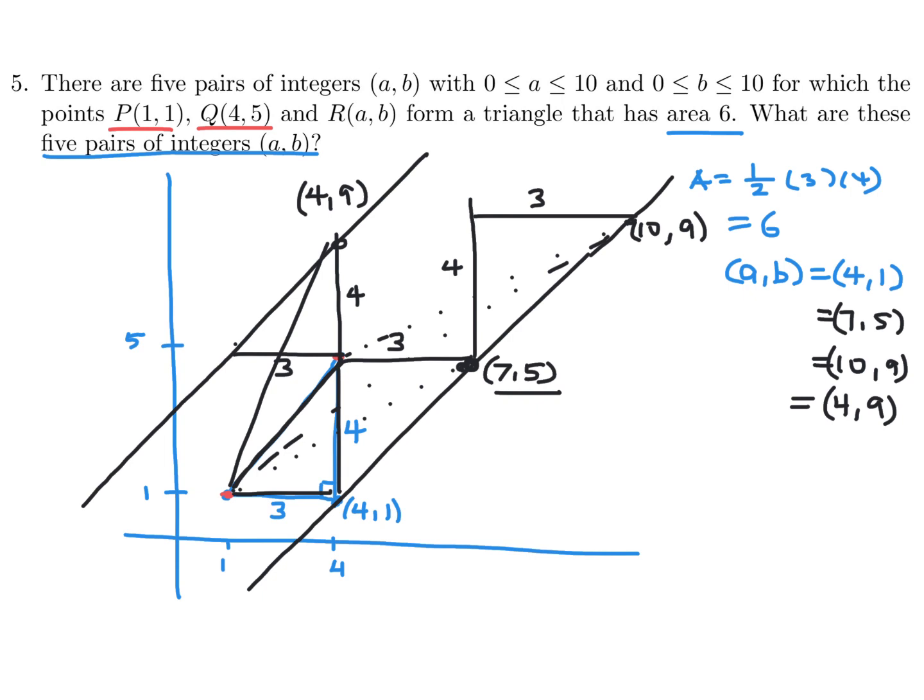And then finally, the last one I think would just be the complement right here. Yeah, this point would be the other point, and that's 1, 5. So there you go. Those are the ones: 1, 5, 4, 9, the original one that I found, 4, 1, 7, 5, and 10, 9. Because all of these make triangles that have the same base and the same height, and that base and height are 3 and 4.